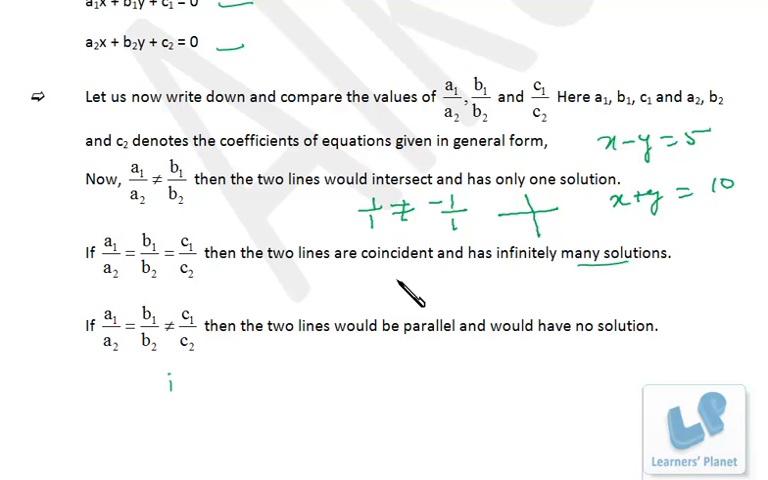Now suppose I have x plus y is equal to 5 and 5x plus 5y is equal to 25. In this case, you cannot get a single solution of x and y. You keep on putting the value of x and you'll keep on getting the value of y. Because this is x plus y is equal to 5 and this is 5 times x plus y is equal to 5 times 5. So this line and this line will coincide with each other. That means we can call this a unique line. That's why they will have infinite solutions.